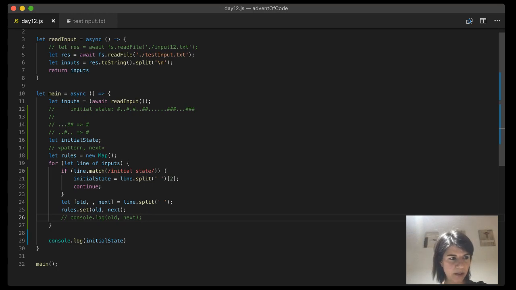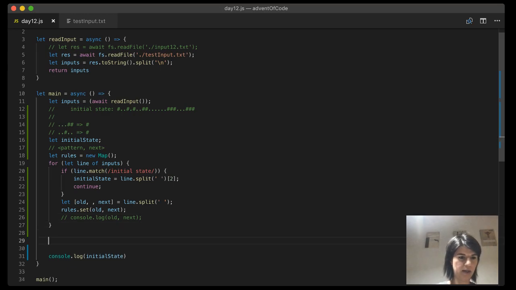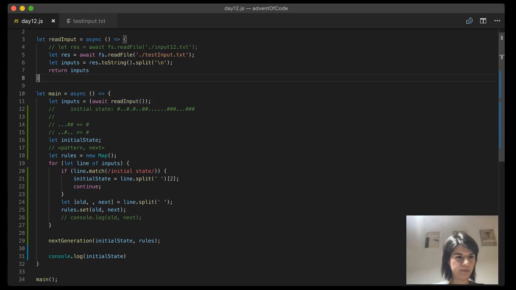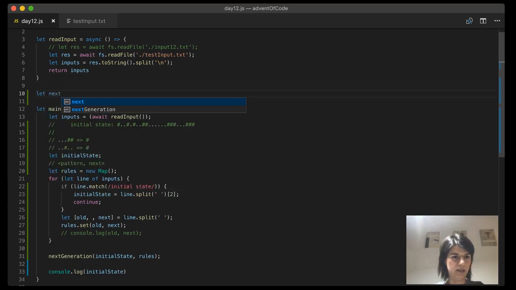So we have the rules. And what do I do now that I have the rules? So I want to, next generation is taking the initial state and the rules. Let nextGeneration be a function that takes the initial state and some rules.